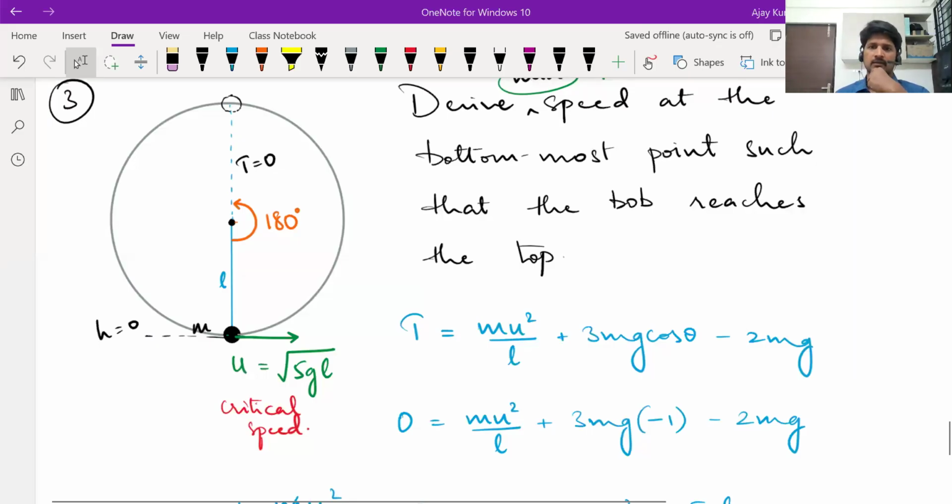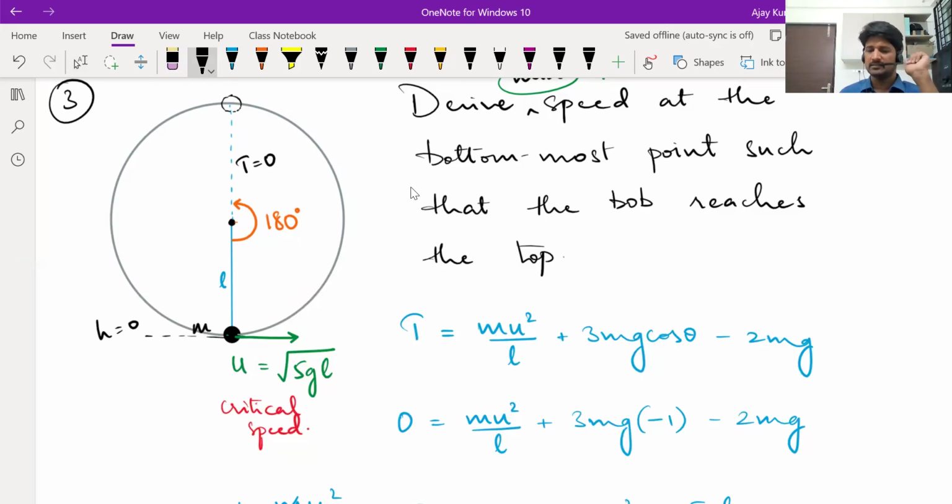So that root 5gl is called the critical speed at the bottommost position. If you give more speed than that also, it's okay. If you give more speed than that, what will happen? Tension will be non-zero even at the top. Non-zero tension means the string is still being stretched, which means the bob is staying on the circle without falling inside. If you give a speed less than root 5gl, that is when you have a problem.